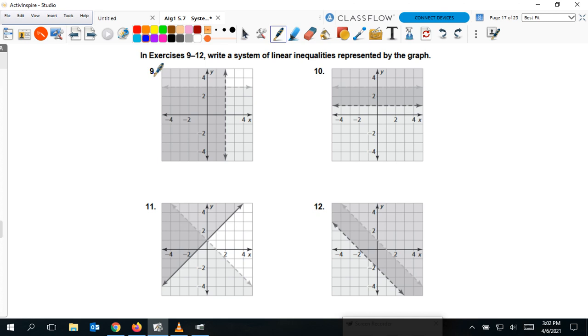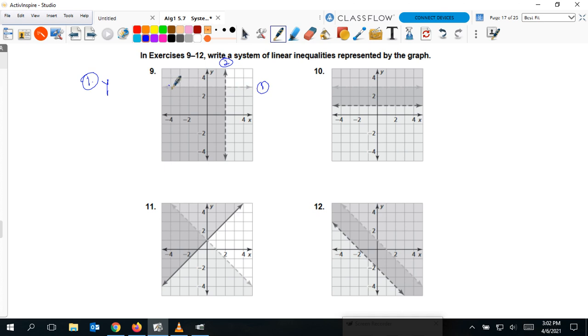Now, number 9, let's number these lines here so we can see which one we're talking about. I'll number this one number 1, and I'll number this one number 2. So I'll put it over here. Equation 1 is going to start with y. We're going to write these in slope-intercept form as best we can.